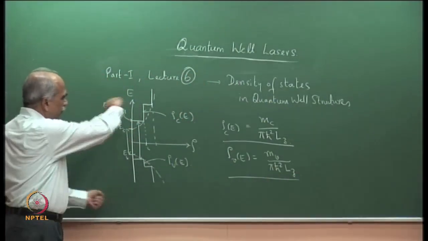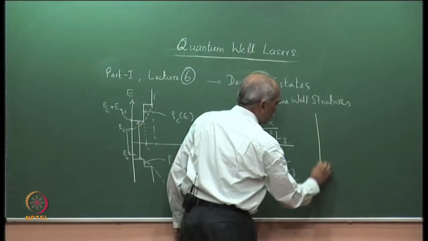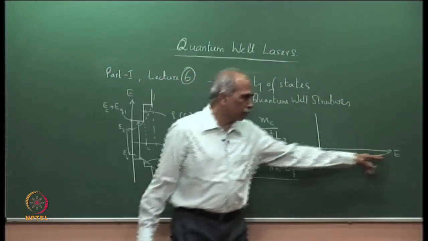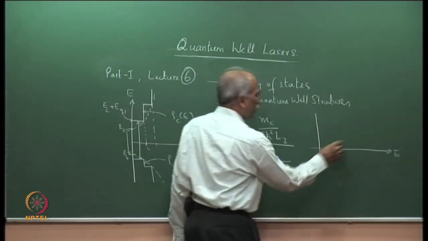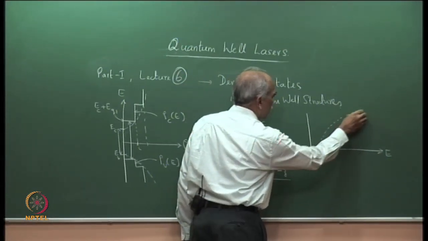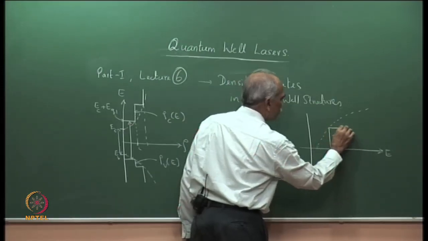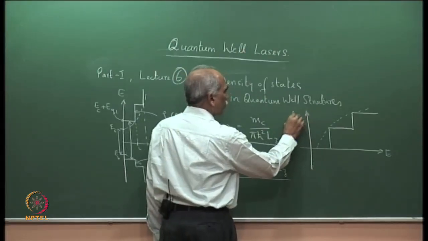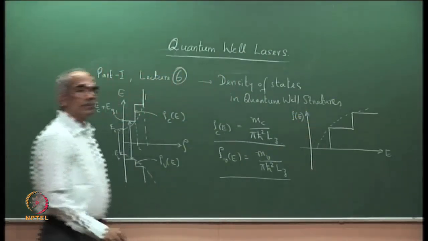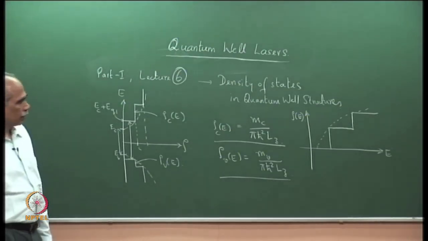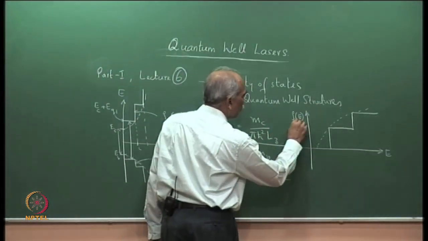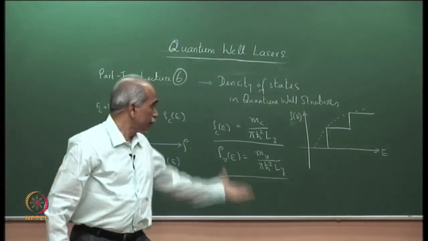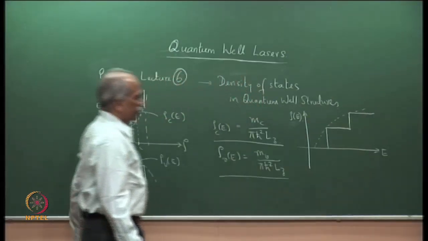The important point, if I may rotate this in terms of energy axis, because for gain and bandwidth we had plotted h nu along this axis. If I rotate this, then the density of states would look like this step function. This is the density of states, energy versus rho of E. In fact, this is rho nu of E, a step function like this.